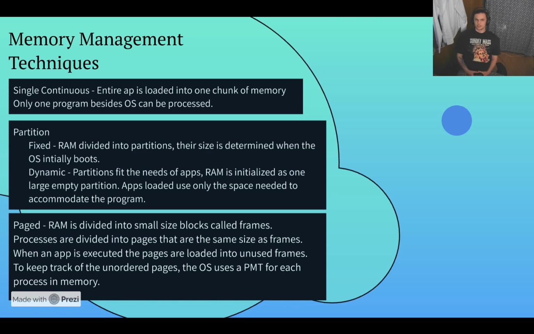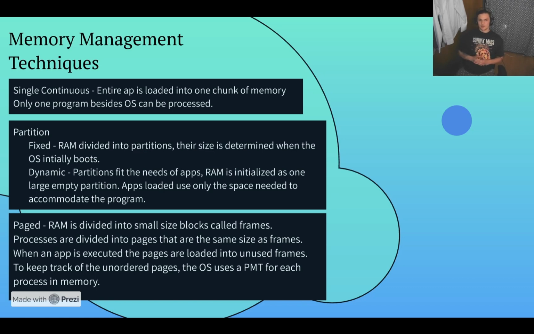A fixed partition is where the RAM is divided into fixed size partitions, which is determined when the OS initially boots. If you've ever installed a Windows server or even some Linux distros, you have the option to divide your partitions how you best see fit. And I'm pretty sure that's something you can do in Windows 10 and Windows 11. If you go to your file system, you can partition your drive differently.